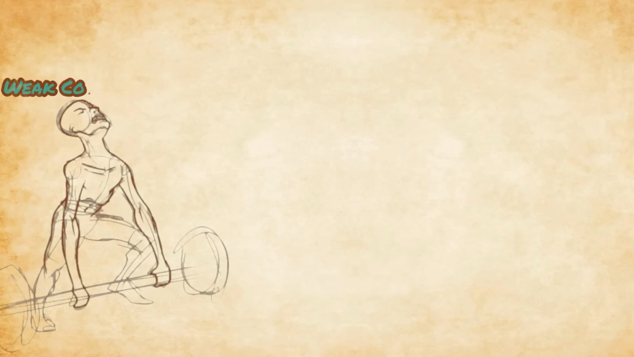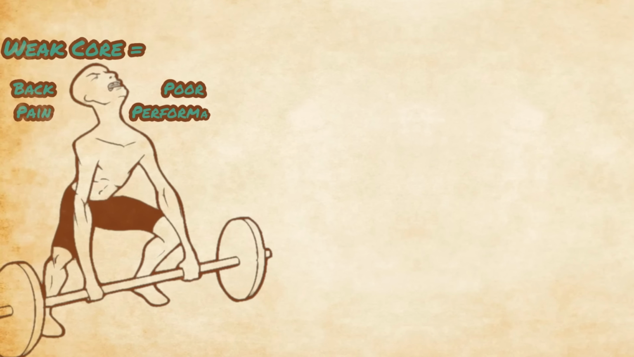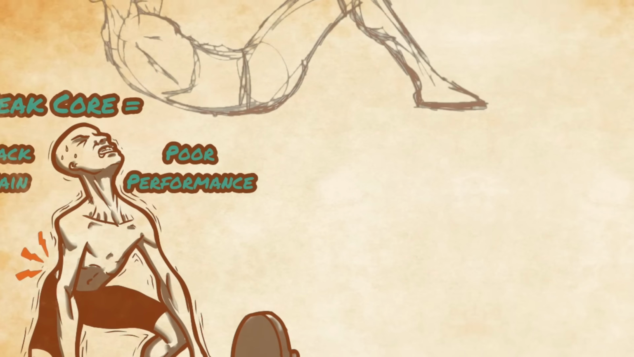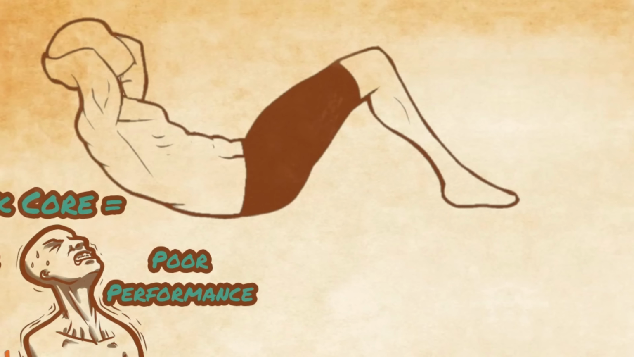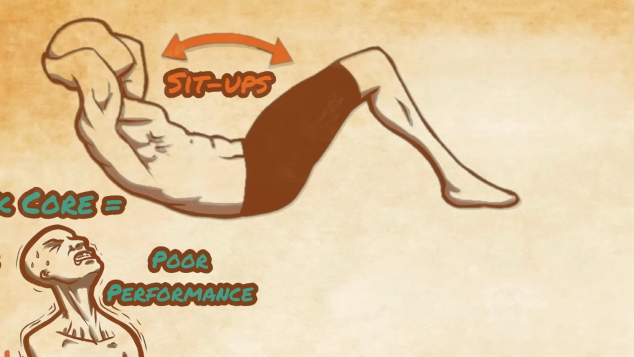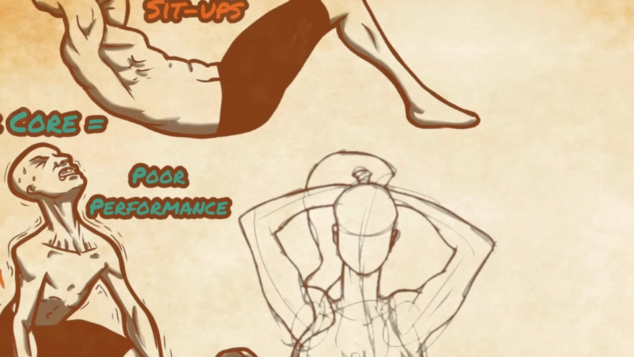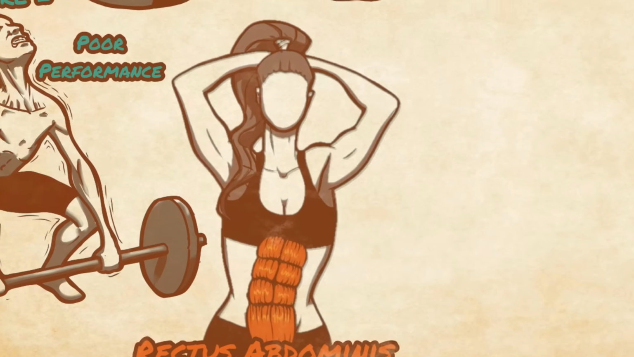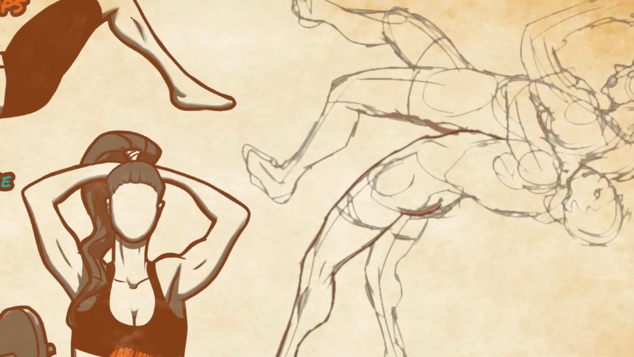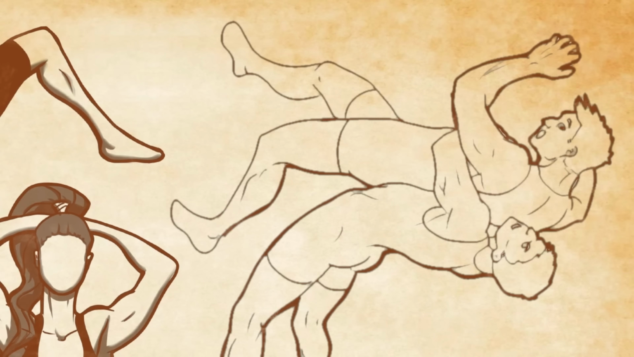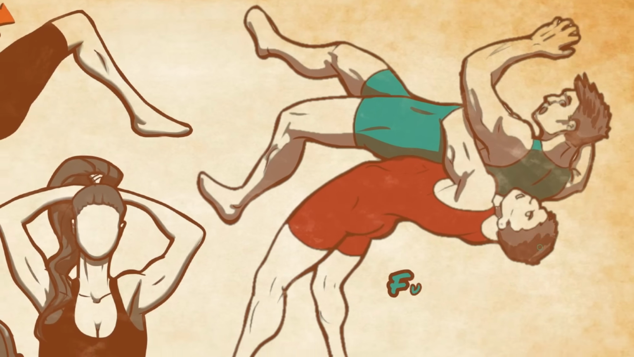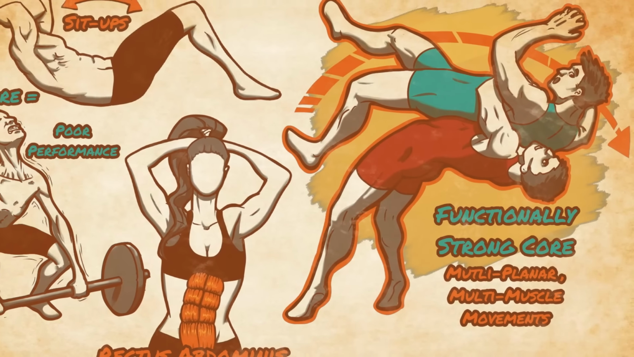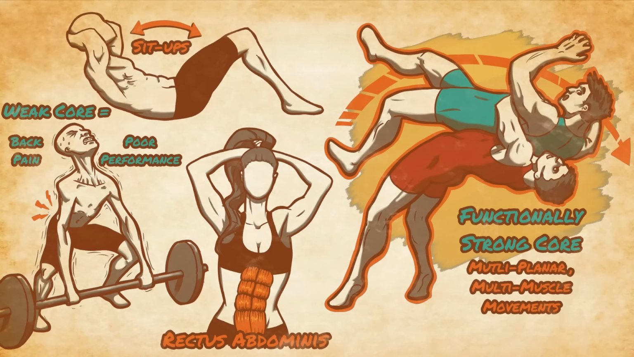A weak core is a quick path towards back pain, poor athletic performance, and a general lack of strength in real-world situations. A common cause of weak core musculature in otherwise fit individuals is the over-reliance on single-plane motions, largely focusing on only the highly visible rectus abdominis muscles. This translates poorly to truly functional strength because in real-world situations, the core muscles must operate through multiple planes of motion while coordinating a multitude of muscles to accomplish many simultaneous tasks. Because of this, you could have the strongest abs in the world and still have a weak and dysfunctional core.